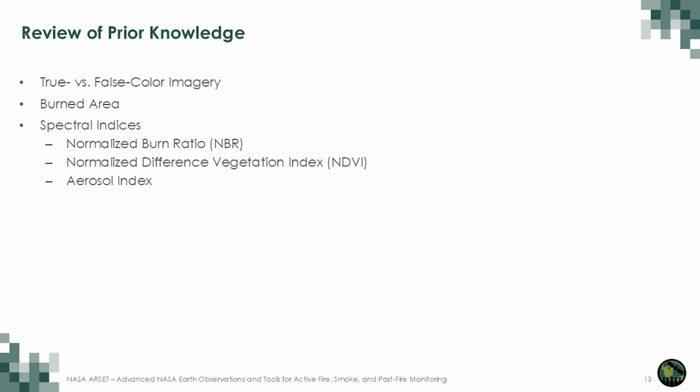False color imagery is created by assigning wavelengths invisible to the human eye, such as infrared, to colors like red, green, and blue. False color imagery is used to enhance surface features like the presence of vegetation or a burn scar.